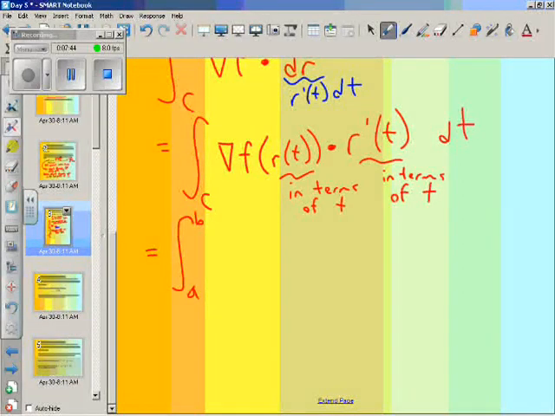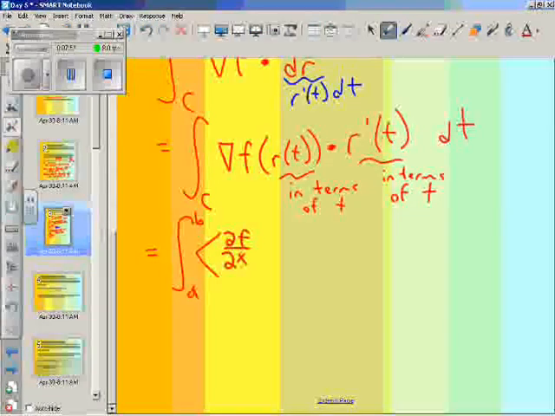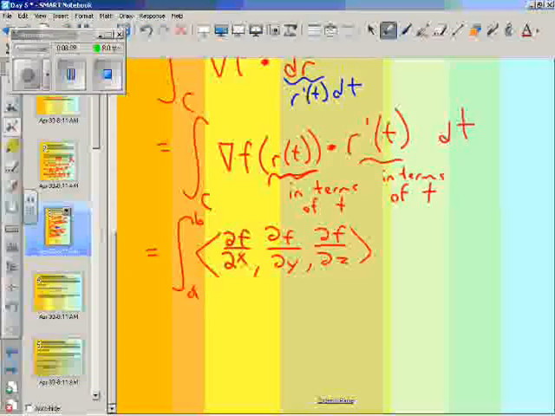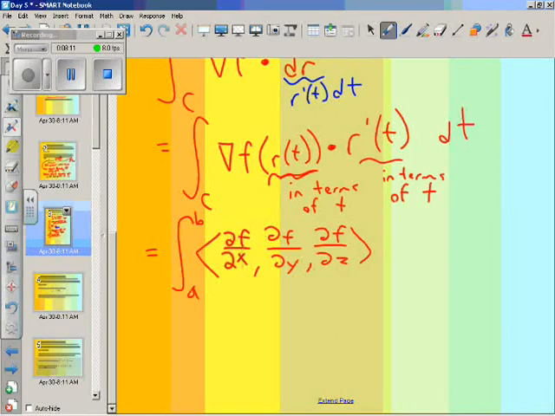And so I'm going to write out the gradient vector as a vector, and we know that this is going to be the partial derivative of f with respect to x, then the partial of f with respect to y, and then the partial of f with respect to z. And this is going to be evaluated at x, y, and z, based on our parameterization, but we can just write it kind of as this.